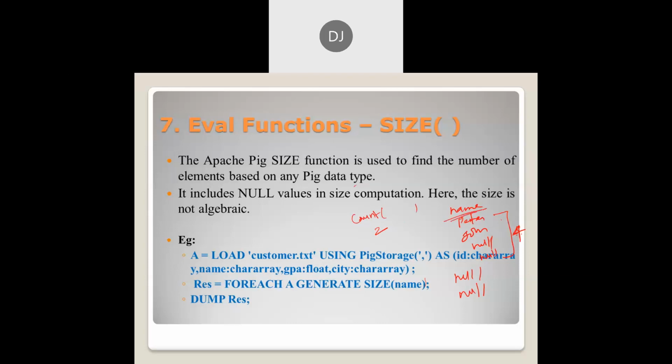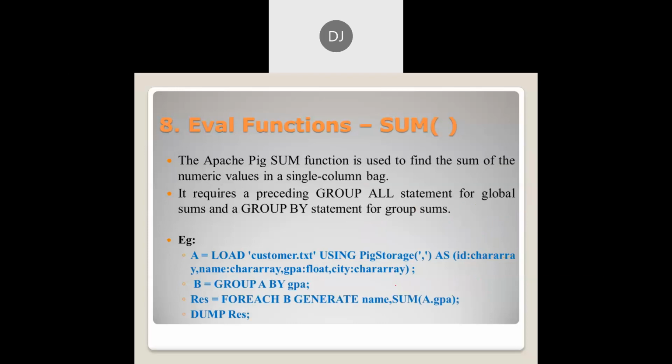That's what they are saying. It will give the result based on the data type, it means null is considered of type char array, and it gives the result as 4. We'll check this also. Count and size we will differentiate.